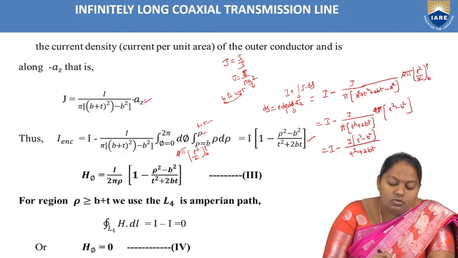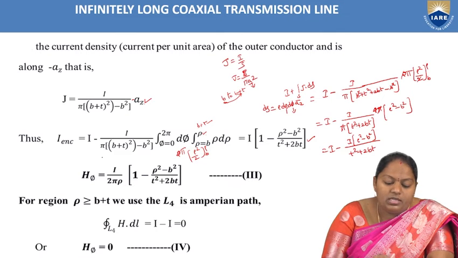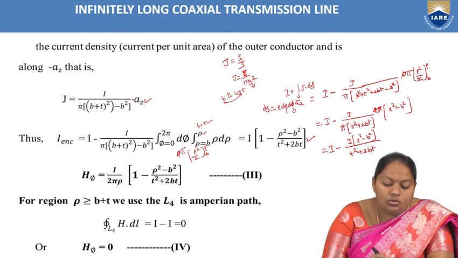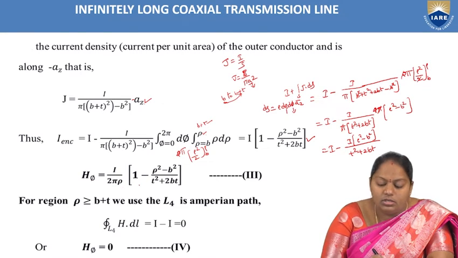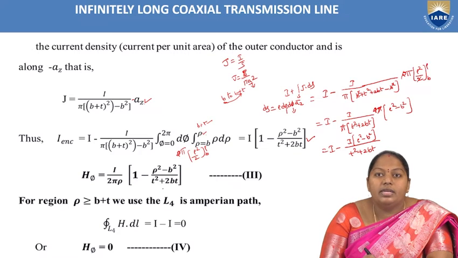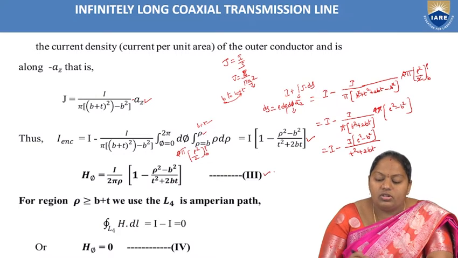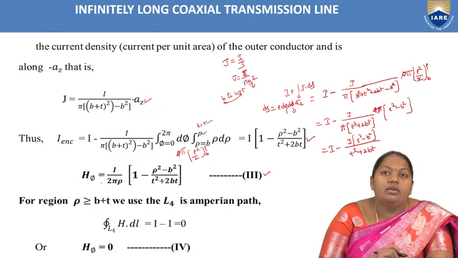Then h phi equal to I by 2 pi rho. From this, I enclosed is equal to this equation, and by default we know that the integral over L of h dot dl is equal to h phi into 2 pi rho. Then from that, h phi equals I by 2 pi rho into the total equation, 1 minus rho square minus b square by t square plus 2bt. Right? So consider this as equation number 3. Why? Because till this we have evaluated the h phi equations for 3 Amperian paths.